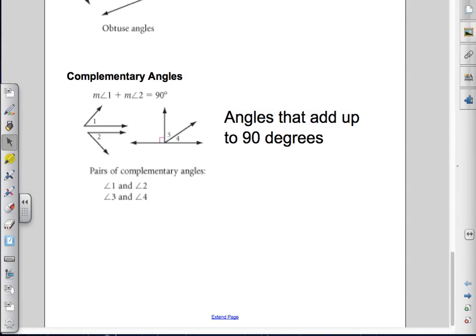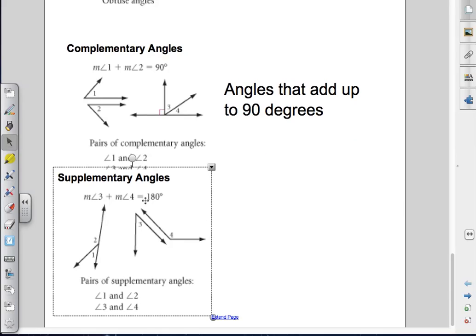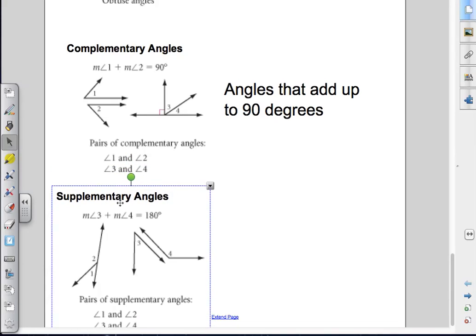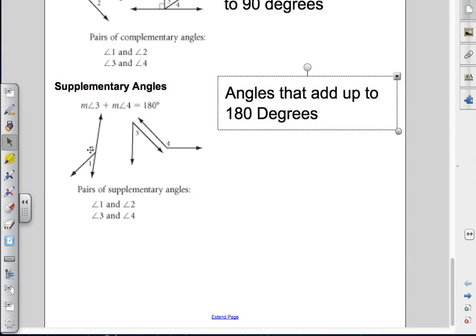Next, we have supplementary angles. Let's move this up a little bit here. Supplementary angles are angles whose sum is 180 degrees. So here I have angle 1 and angle 2. If they add up to 180 degrees, then angle 1 and angle 2 are supplementary. Again, you have two separate angles here, angle 3 and angle 4. If they also measure up to 180, then they are also supplementary. Here I have pairs of supplementary angles, 1 and 2, and 3 and 4.